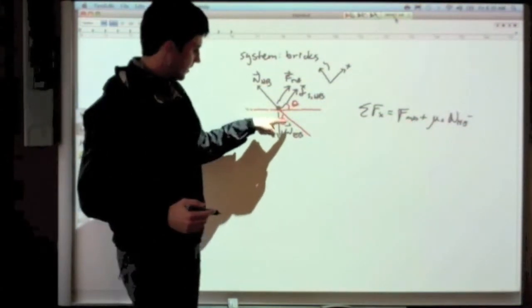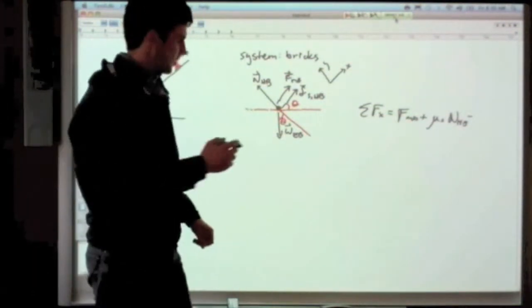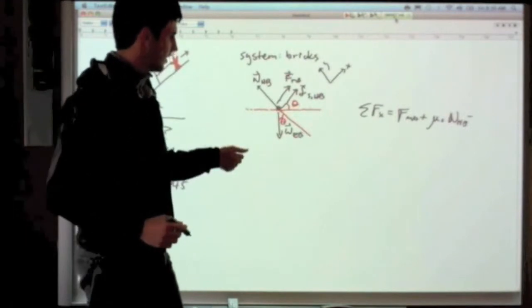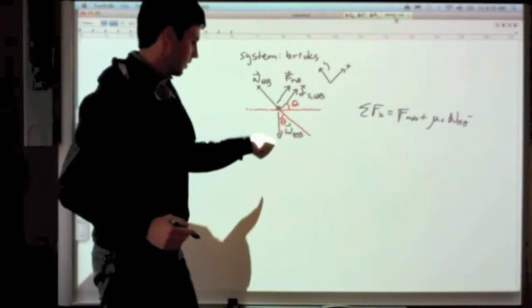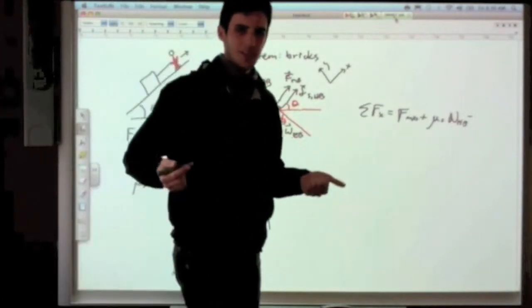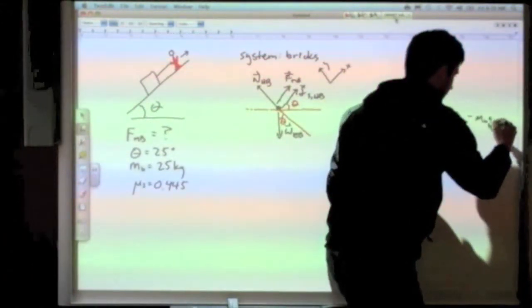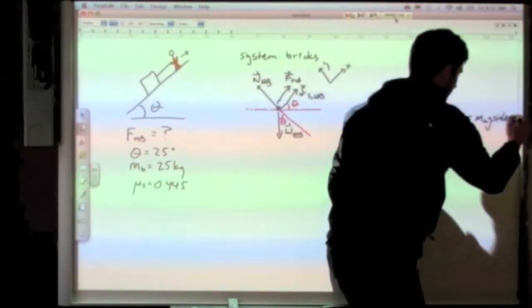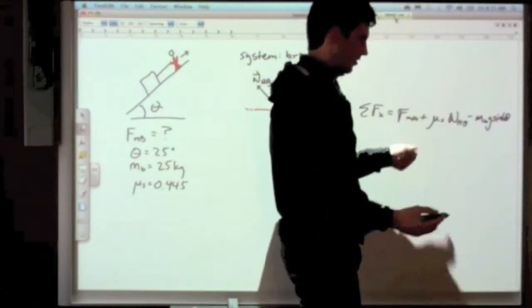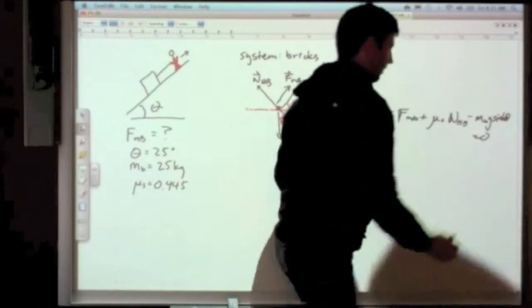We know that this angle right here is theta, and I would really study this picture if this doesn't make sense. As a result, we know the component is going to be mg times sine of theta. So we've got this, and we know that we don't want this to move, so I'll say it equals 0.